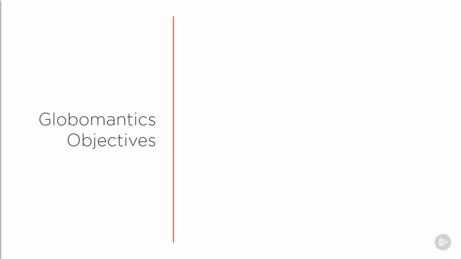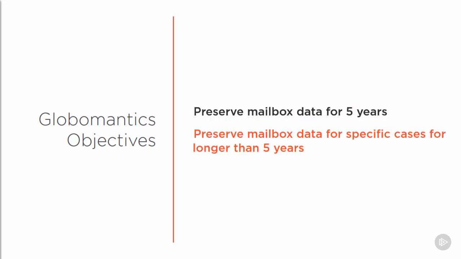So let's revisit those Globomantics objectives again. The company wants to preserve mailbox data for 5 years, and also wants to be able to preserve mailbox data for specific cases for longer than 5 years.